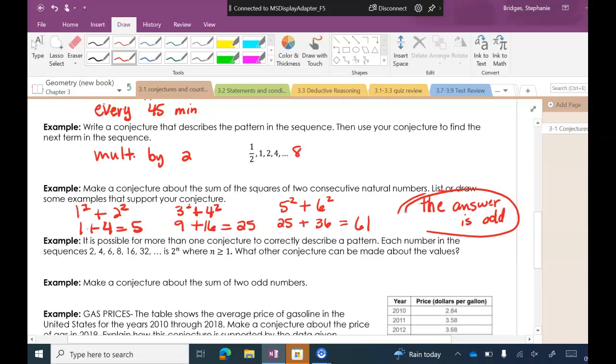What do you guys think? Go from 2 to 4 to 6 to 8 to 16, 32, you're multiplying by what? Multiplying by 2. Does everybody agree with that? Yes? Okay. I've got everybody staring at me. Multiply by 2?